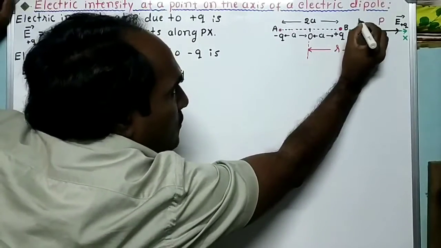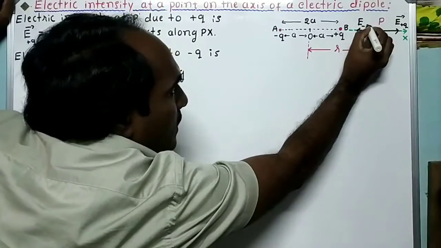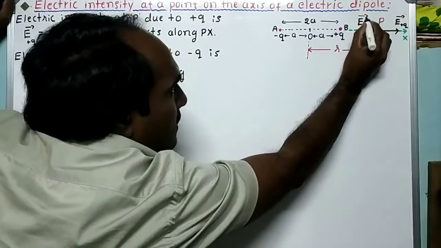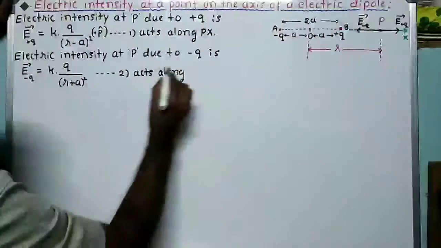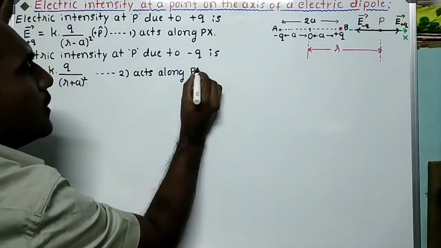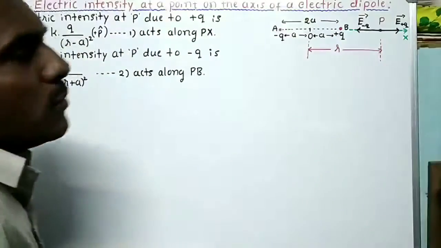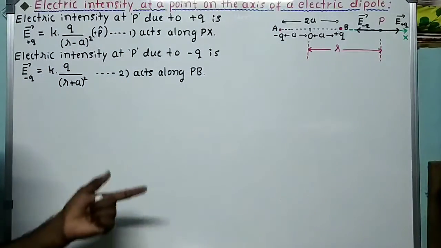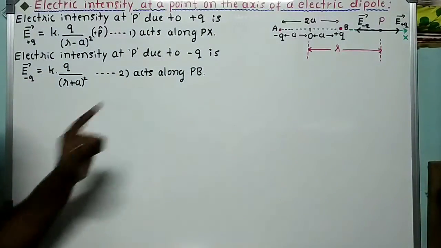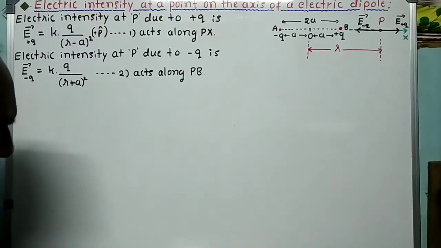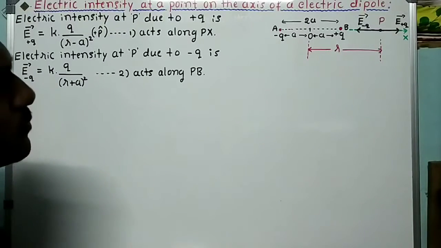The direction is very important. E minus Q is acting along PB. My dear students, these directions are very important when we are going to derive. Okay, it acts along PB. Now one more question, which is very important.